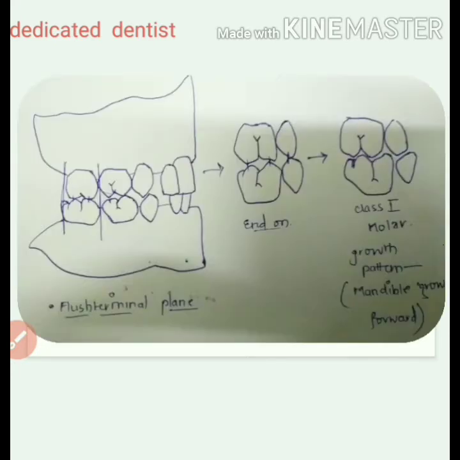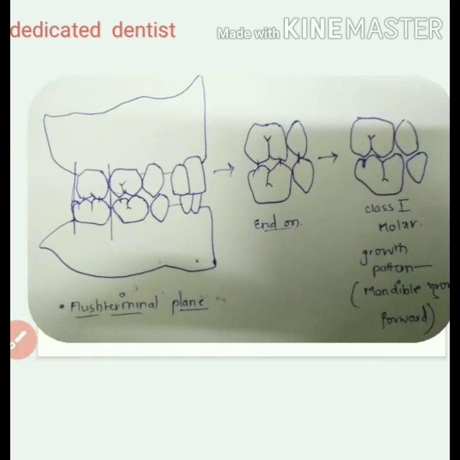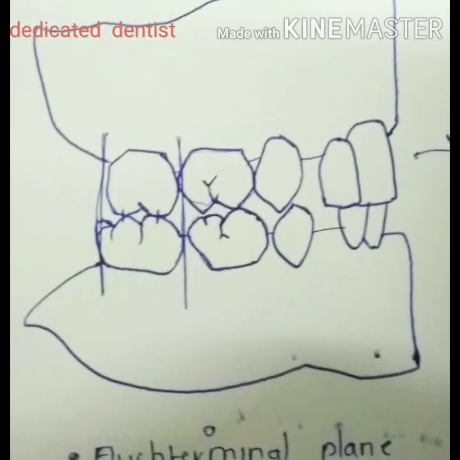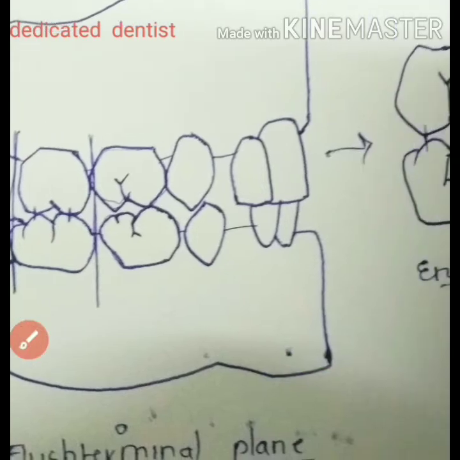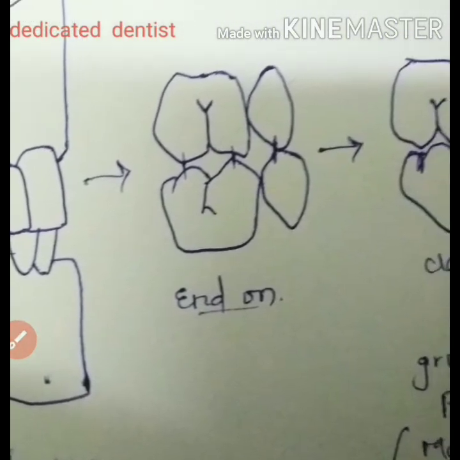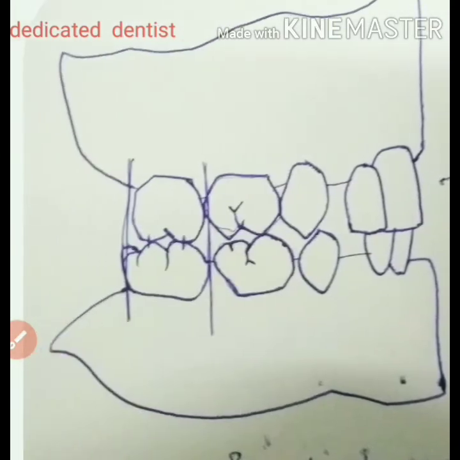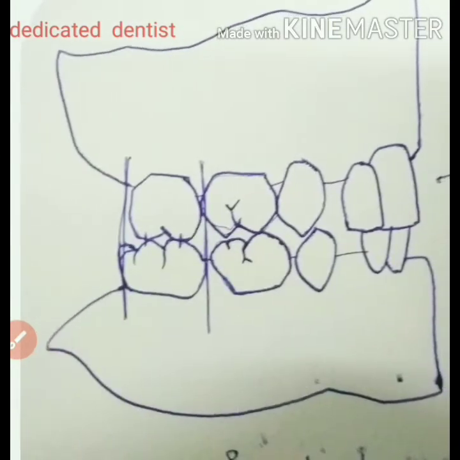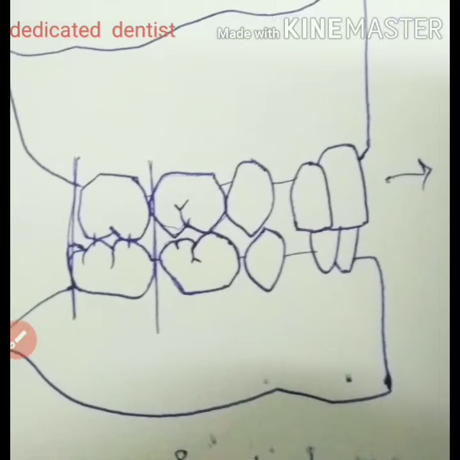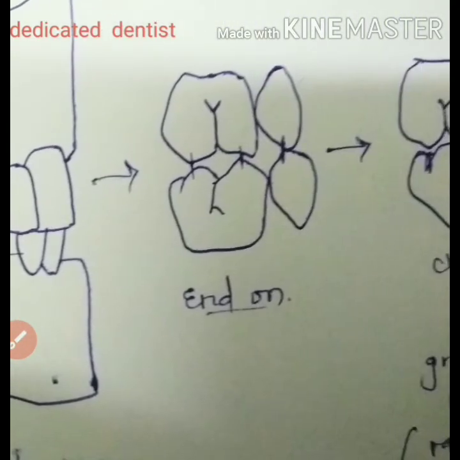Let's get into the detail. Now say we have a flush terminal relation in a deciduous dentition. That is, we talked about how the distal surfaces of the deciduous second molars are in one plane. They are placed exactly one above the other. You see how? Now we have to keep this in mind. When the permanent molars erupt, they will get into an end-on relationship. And this is exactly like this. Flush terminal relation in a deciduous dentition, and if the same growth pattern persists, then we get an end-on relationship in permanent dentition.